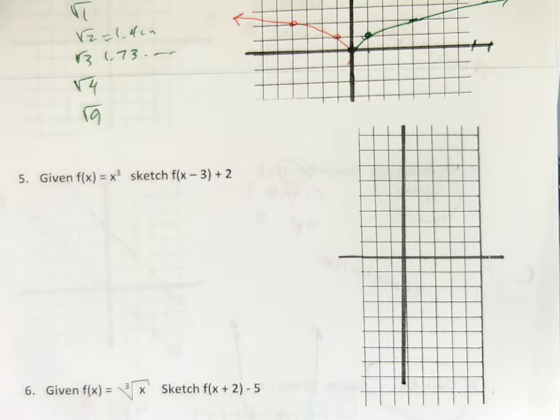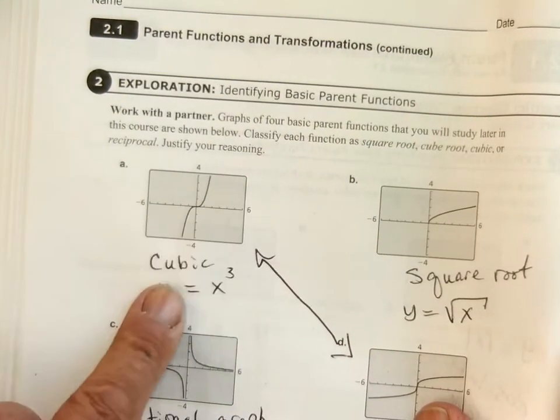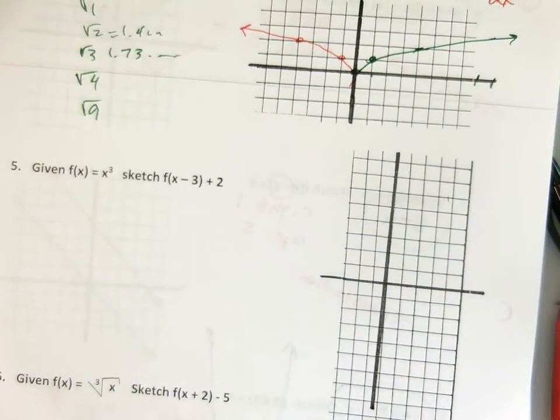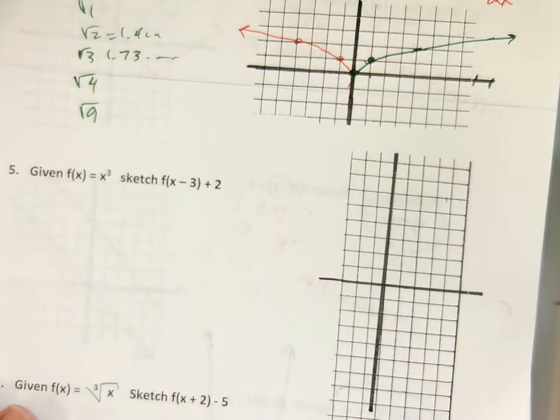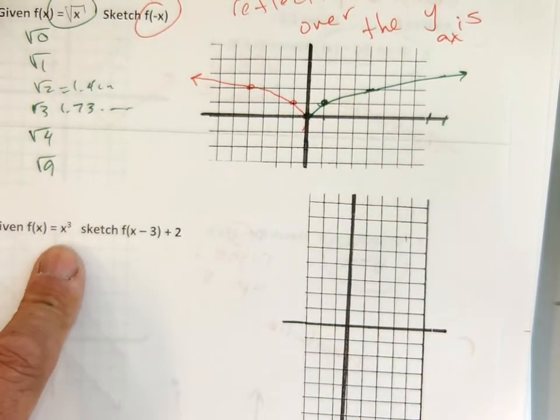If I take a look, x cubed. Yeah, it looks like that, right? Looks like that. There's my x cubed. Okay, so here's how to do this. Okay, I want everybody just to watch. Don't write this down yet. Watch. Okay, x cubed, okay?